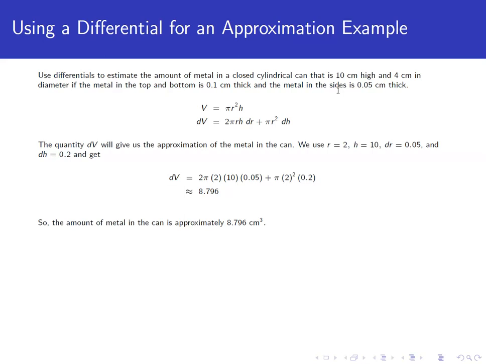So our differential of V evaluated at these points will be 2 pi times 2 times 10 times 0.05 plus pi times 2 squared, which will be 4, times 0.2. If you put that in a calculator and get a decimal approximation, you should get about 8.796. So we conclude that the amount of the metal in the can is approximately 8.796 cubic centimeters.